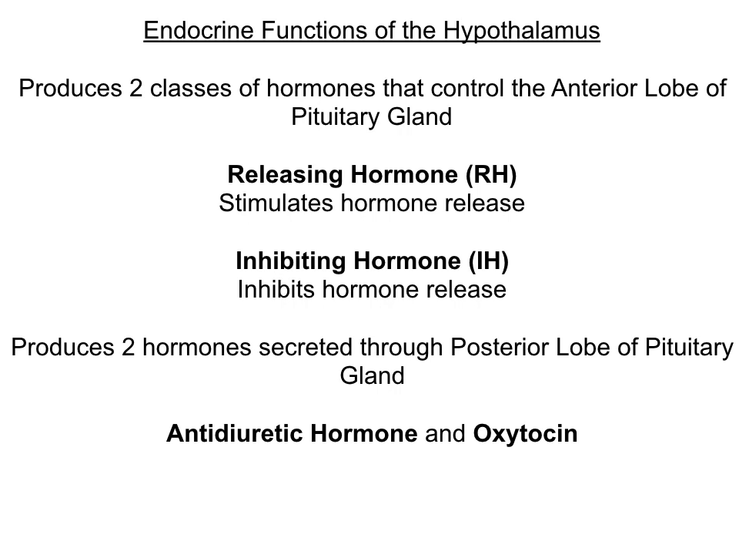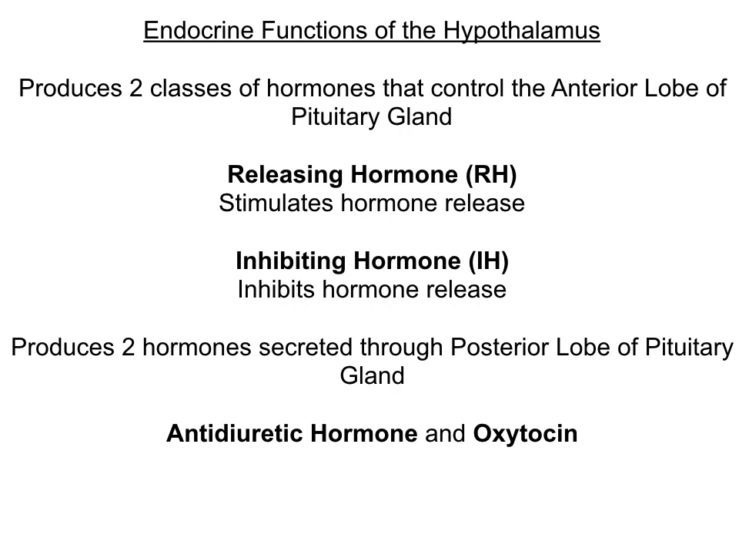And as their name implies, releasing hormones are going to stimulate cells to release a hormone. So think of the releasing hormones as an on switch. They're going to come down to the anterior lobe and stimulate the cells there to release a hormone.